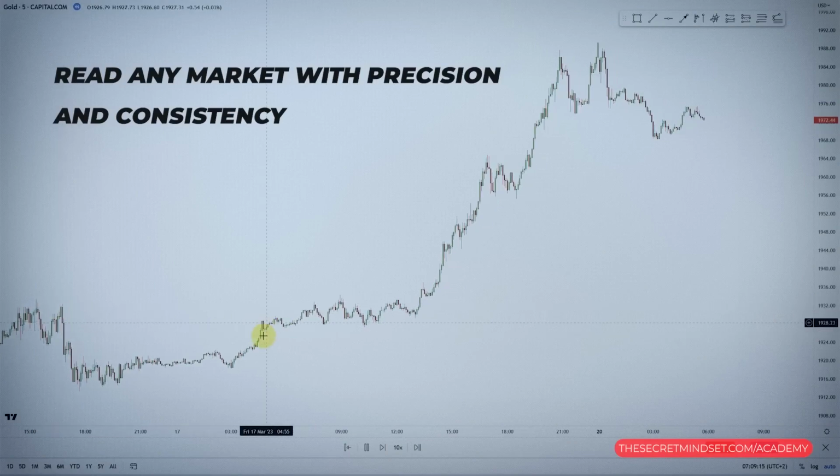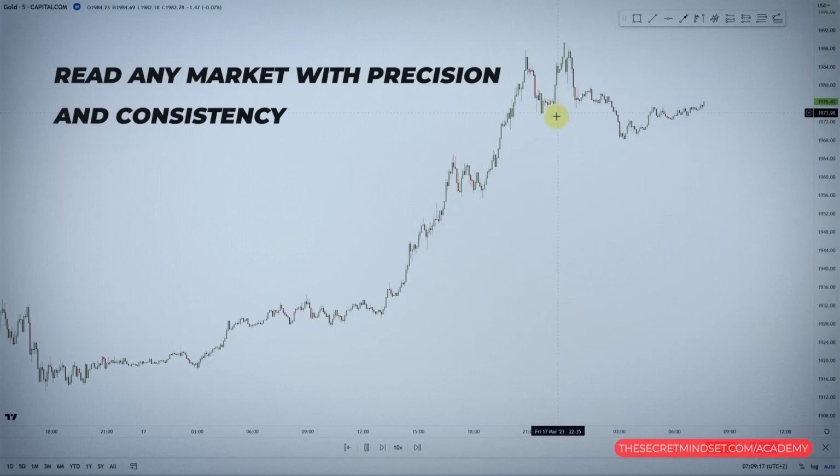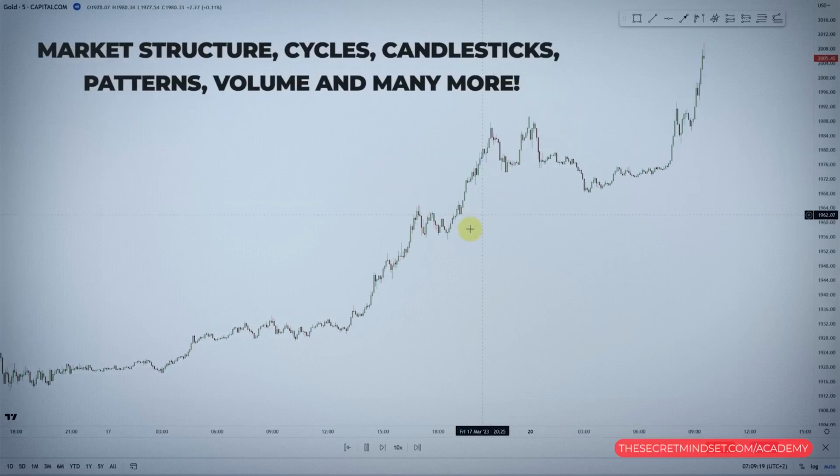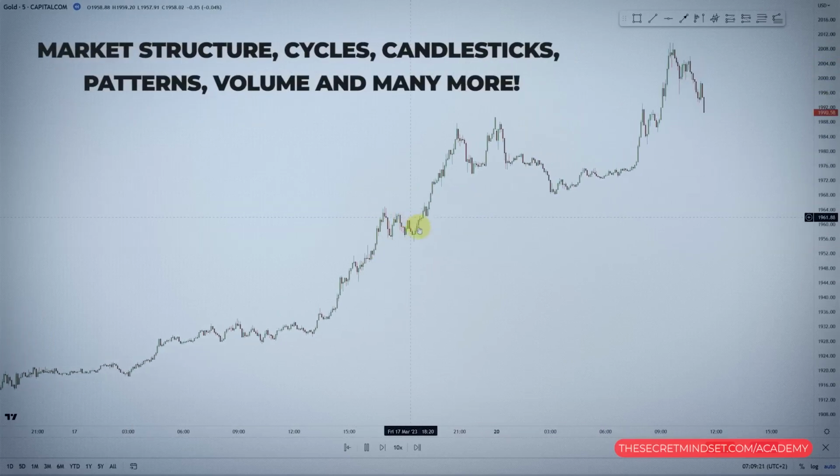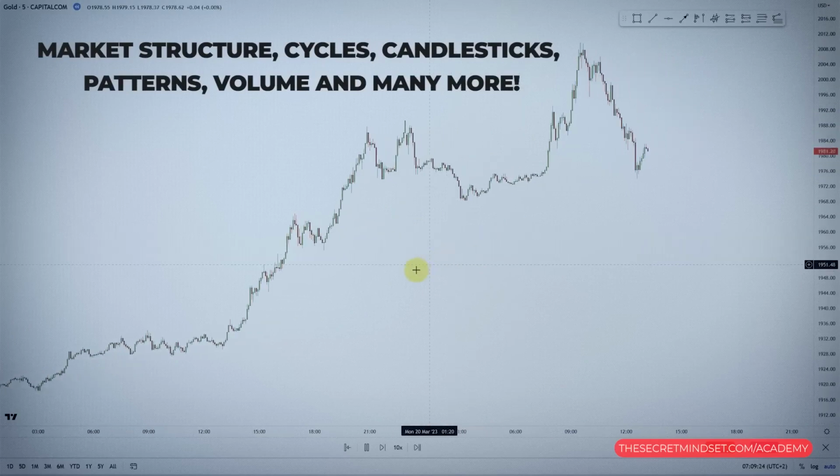We'll break down technical analysis into easy-to-understand concepts, and we'll cover everything from market structure, cycles, candlesticks, patterns, volume, and many more.